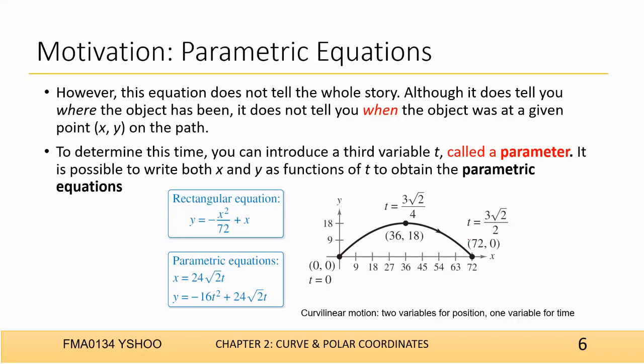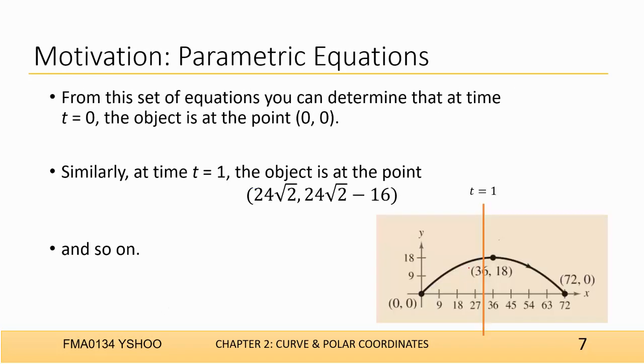Okay, so we want to know when the stone, or whatever, the ball will be at the highest point, and when it will be on the floor again. Now from this set of equations, you can determine that at a time of t equals 0, the object is at the point (0, 0). Similarly, when t equals 1, maybe 1 second, the object is at this point, and so on. This is the use of the parametric equation.